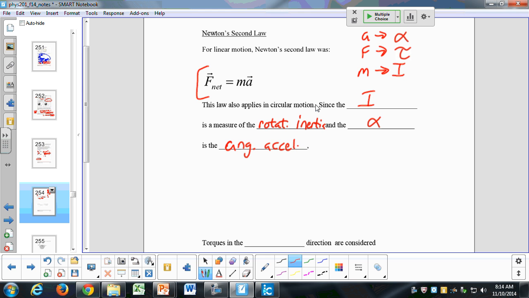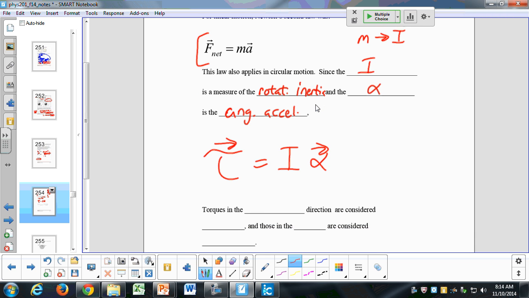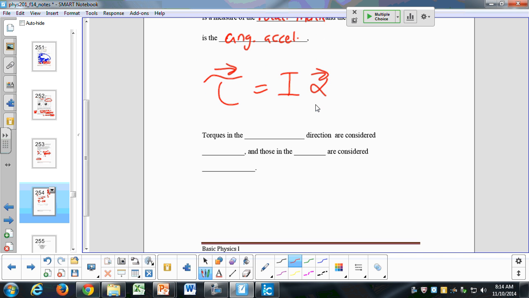Instead of F equals ma, we'll say what? What's our analog for F? Torque. We'll say instead torque is equal to not m, but I, and not a, but alpha. These are all vector quantities except for I. So this is Newton's second law restated for a rotational frame. Everything that we did with Newton's second law will apply here as well. I'll show you several examples, and you have several in your homework as well.